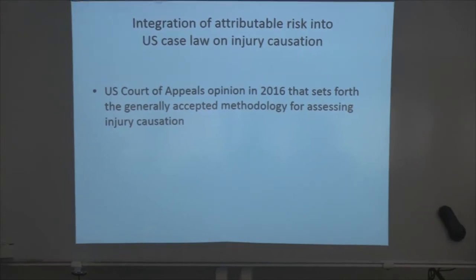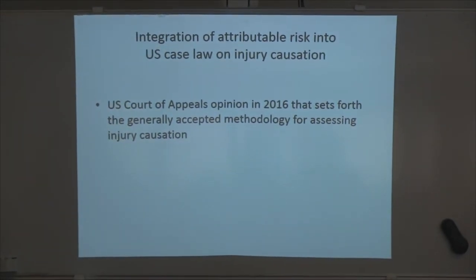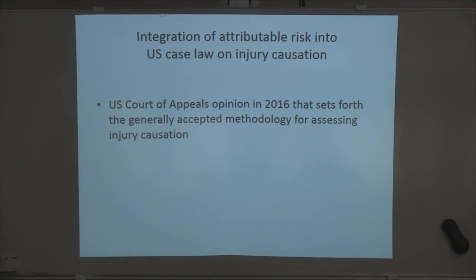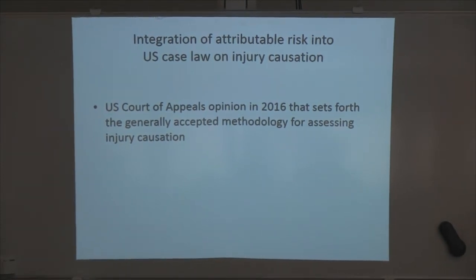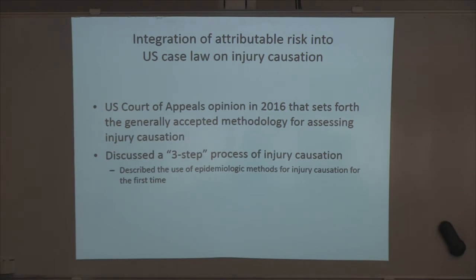In 2016, the U.S. Court of Appeals, which is our highest court in the land with the exception of the Supreme Court, and the Supreme Court wouldn't hear this case because this isn't a case that has to do with constitutional law. So this is the highest court in the land. The U.S. Court of Appeals set forth generally accepted methods for assessing injury cause. And in doing so, they talked about a three-step process of injury causation that involved the use of epidemiologic methods. This was important for a number of reasons.